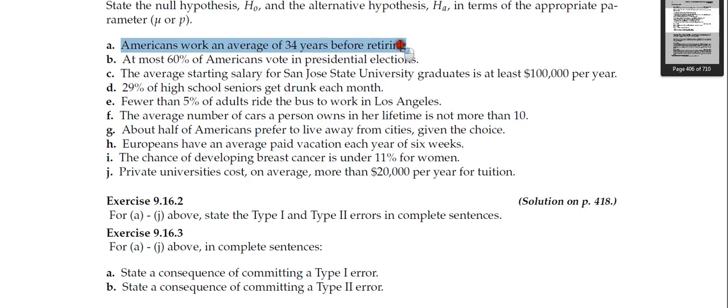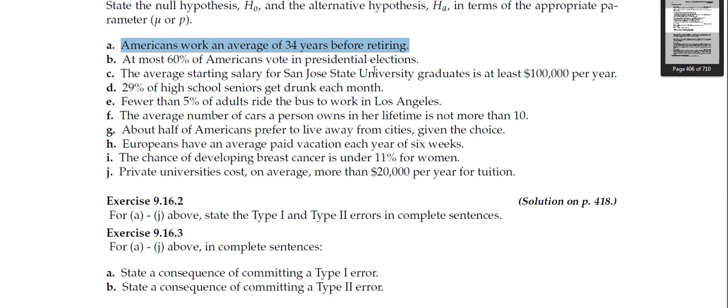Americans work an average of 34 years before retiring. Well, that's saying it's equal to 34 years, so your null hypothesis is just that. You might want to contest that by saying they don't. They might either work more or less, or you're not sure, but you just disagree with that number 34. So the research hypothesis could be any one of those. Your average is not 34 years. It might be greater, it might be less. So type 1 and type 2 errors for that one, you would have had in number 2.